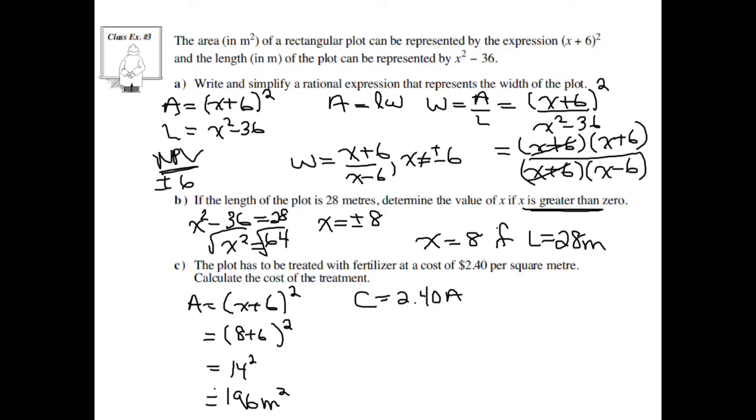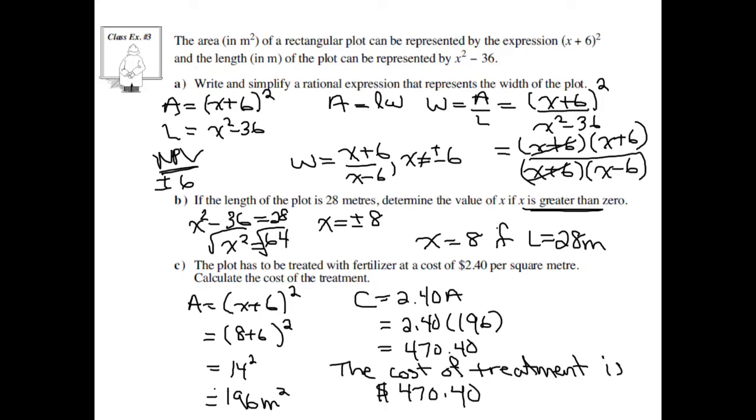So cost is given to us as being $2.40 per square meter, or in this case times the area. So 2.40 times the value of area, which is 196 meters squared, equals $470.40. And being that this is a word problem, we do need to write a sentence. So the cost of treatment is $470.40.